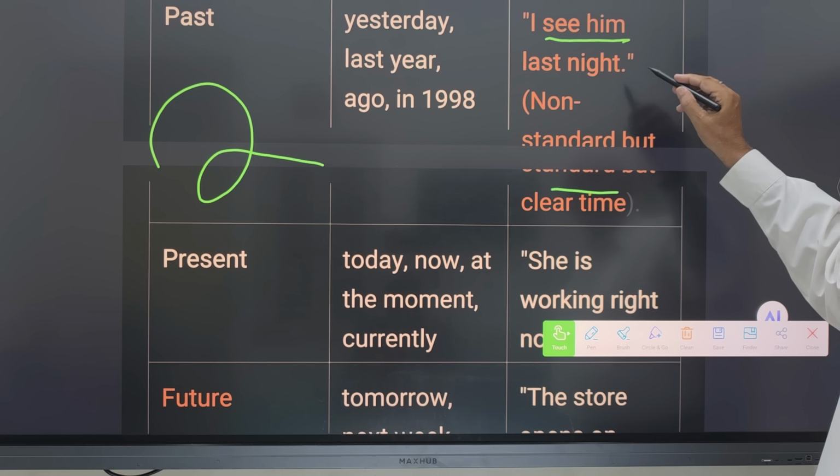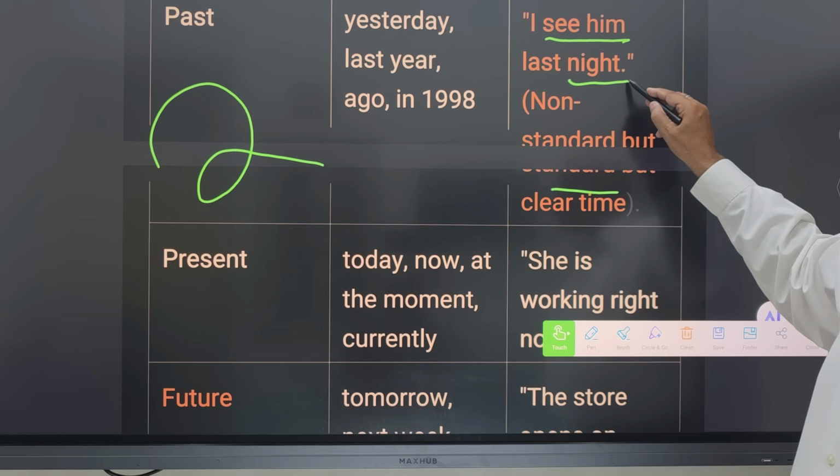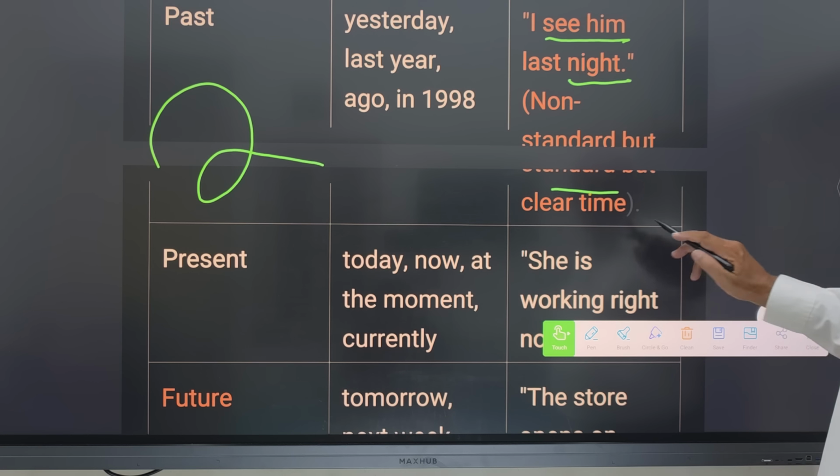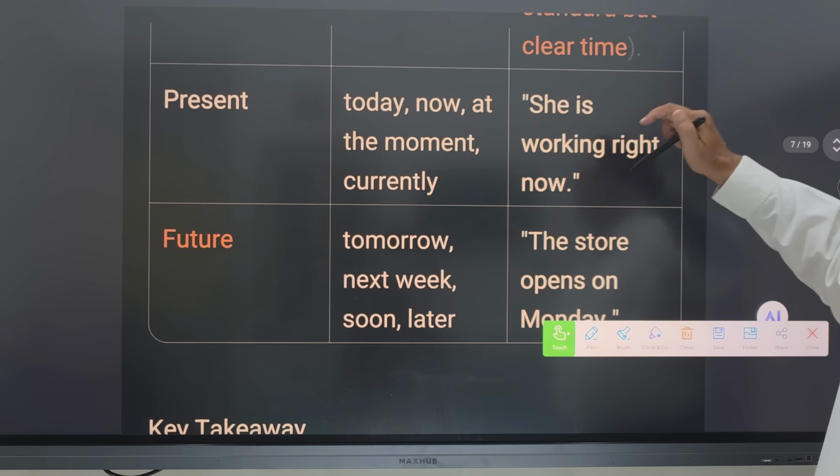Simple. If you don't use the words last night, it is a known standard form, but with a clear time. And what is the time? The time is last night. So clearly this is a past event. Now see, present: today, now, at the moment or currently. She is working right now. We are talking about a present event.